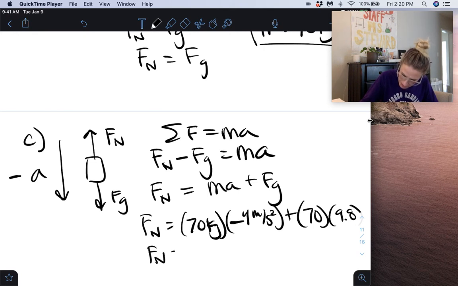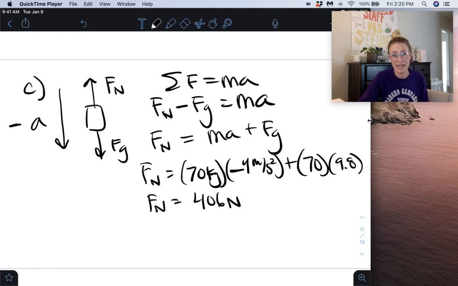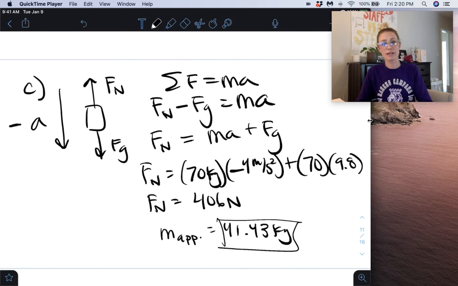And so we end up getting 70 times a negative 4 plus 70 times 9.8, and we get 406 newtons. And again, dividing this by 9.8 will give us the apparent mass at the top, which is 41.43 kilograms. So you feel lighter at the top because your acceleration is downward.